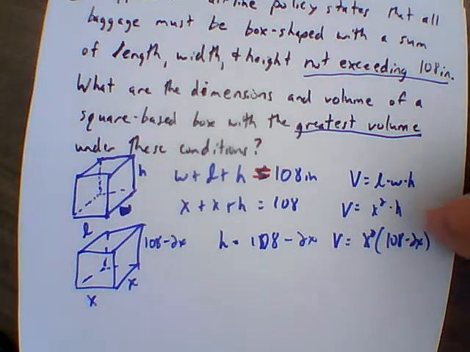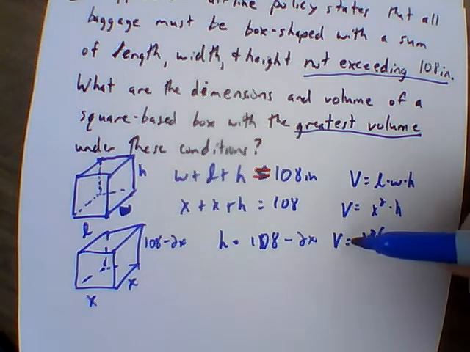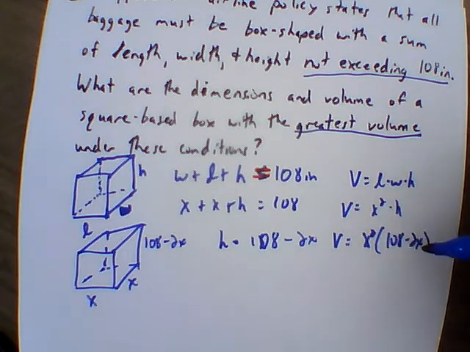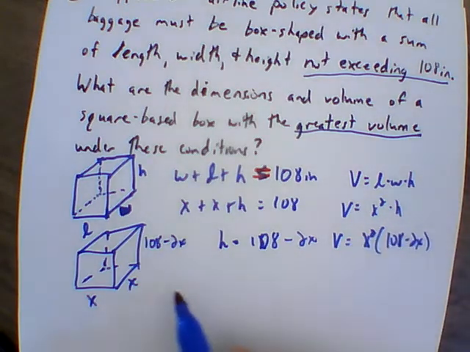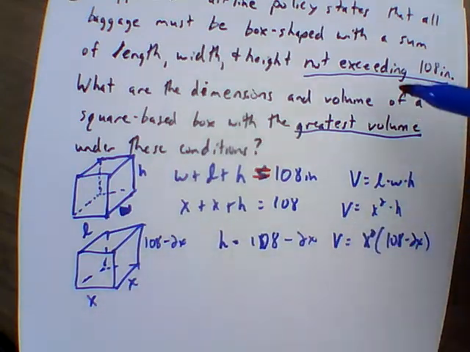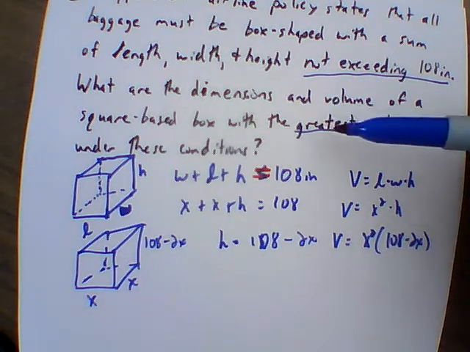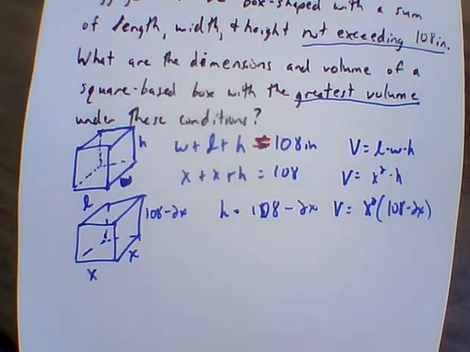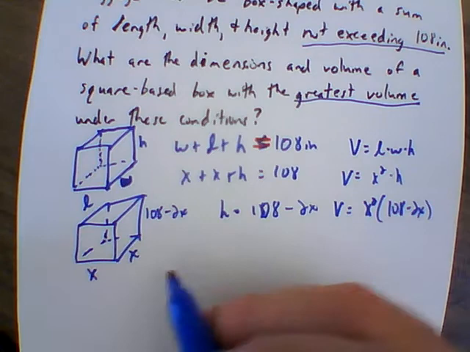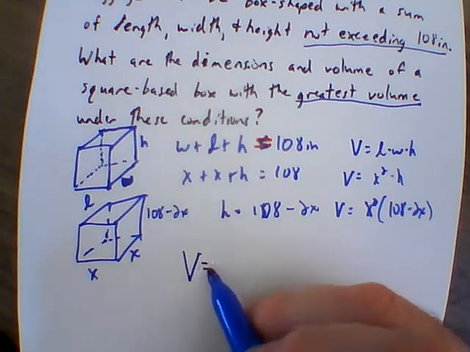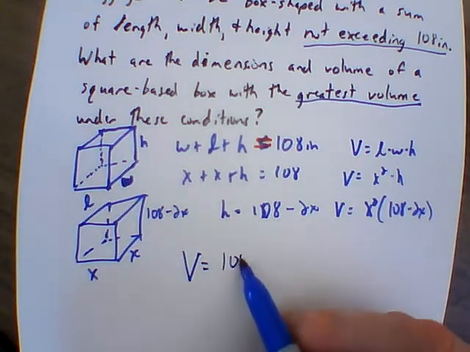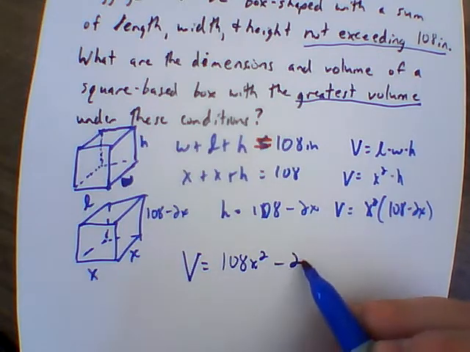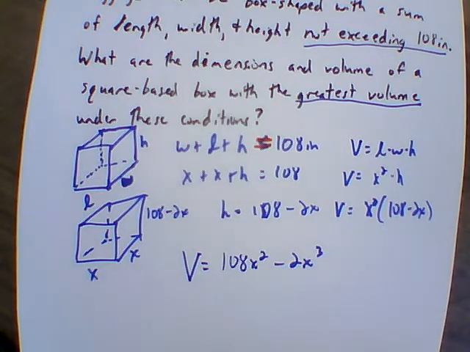Now that we got to this point, we see that we have our volume in terms of one variable. We went through all our constraints and dealt with them to get a volume equation. What we want to do now is finish expanding this. So volume equals 108x squared minus 2x cubed.